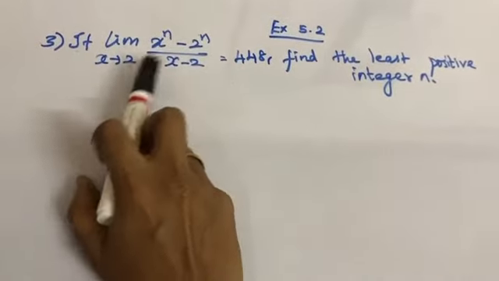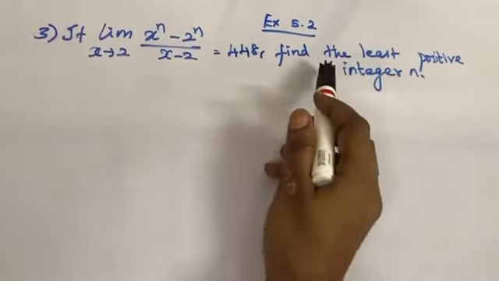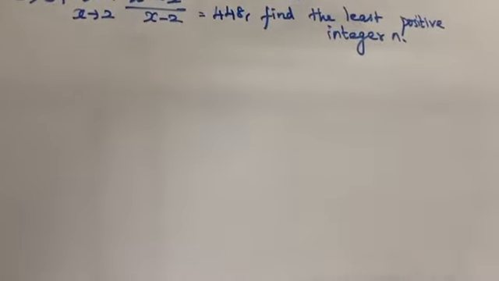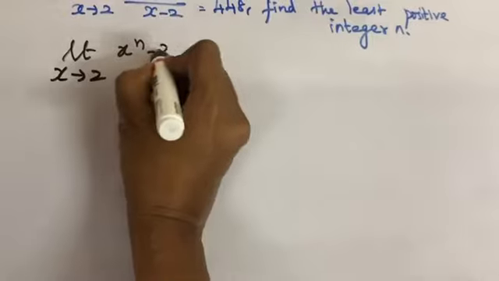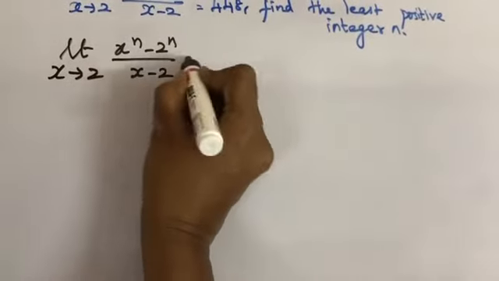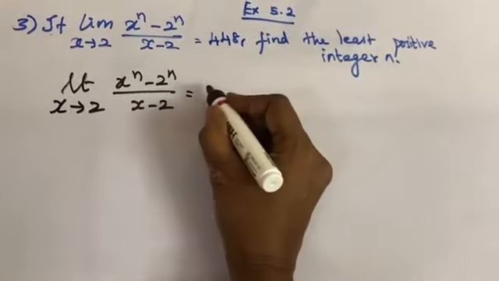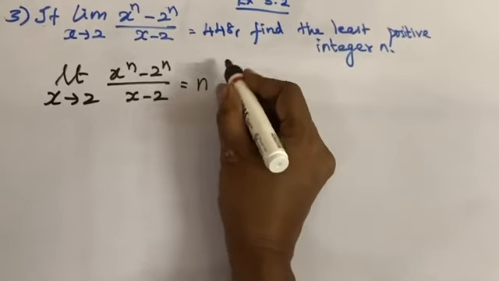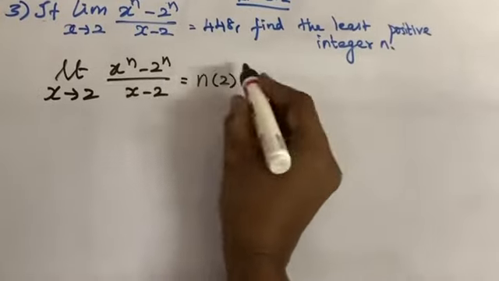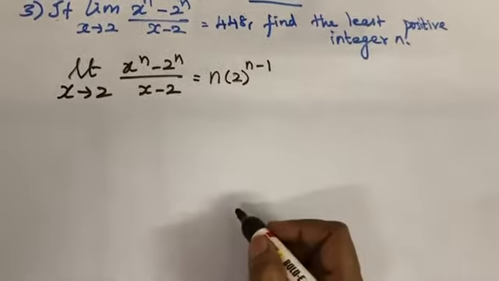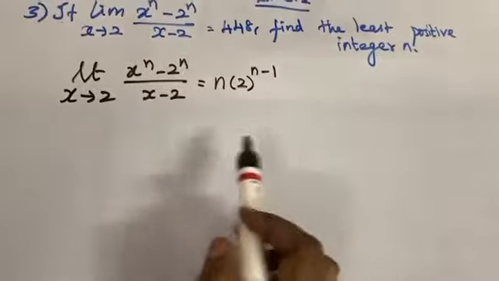If limit x tends to 2, x power n minus 2 power n divided by x minus 2 is equal to 448, find the least positive integer n. So limit x tends to 2, x power n minus 2 power n divided by x minus 2 is equal to, while applying the general form of the standard limit, we get n a power n minus 1. Here we have a as 2. So 2 power n minus 1. We have to find the value of n, and it is given that this limit is equal to 448.